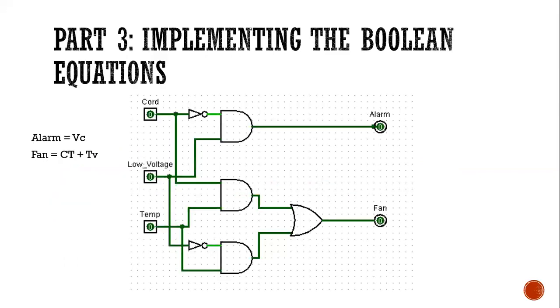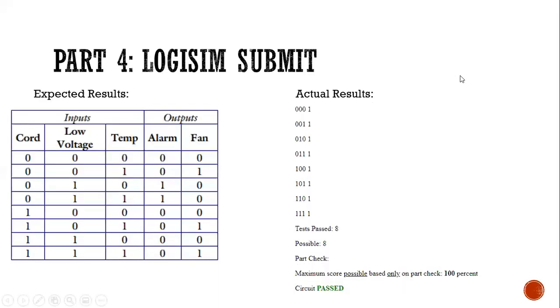So from those equations that Ben just described, we're able to implement them in LogicSim using 2 NOT gates, 3 AND gates, and 1 OR gate. For the alarm, it took 1 NOT gate and 1 AND gate to implement that correctly. And for the fan, since it has 2 terms, it took 2 AND gates, 1 NOT gate, and 1 OR gate. So when we ran this through the submission process, we can see that the circuit was able to successfully pass on all conditions and all variations and combinations for cord, low voltage, and temperature.